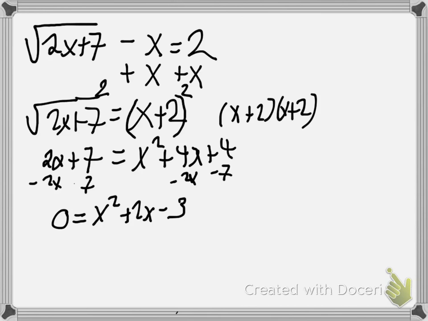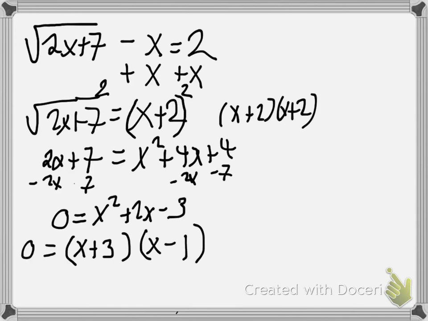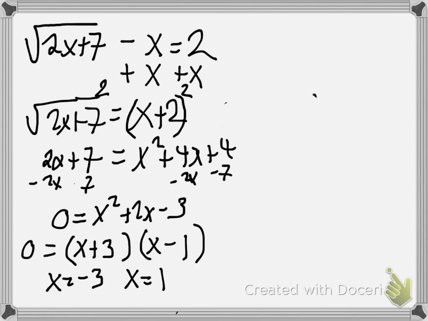Well, now we get to do what we've done in the past. We've got to factor this. So I get x plus 3, x minus 1. Hopefully this factoring stuff is coming easy to you. And then we get x equals negative 3 and x equals 1. Now, what do we have to make sure that we do? We have to make sure that we check our answers. Okay? So I'm going to erase this part because you've seen it, and that gives me a little bit more room.